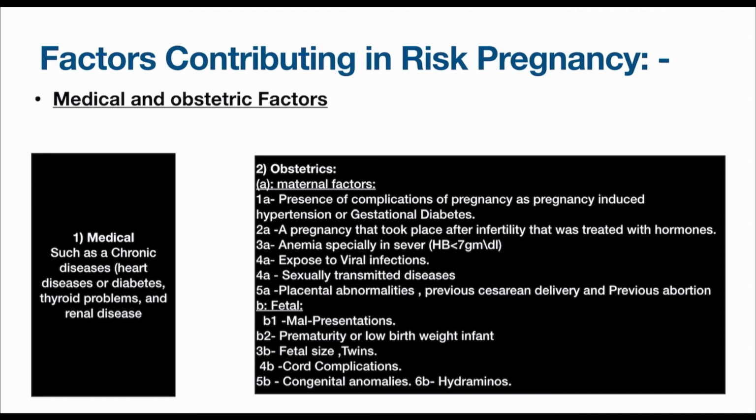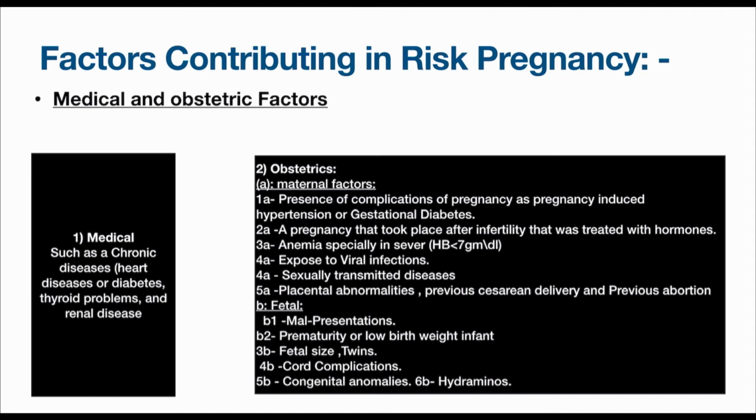We call it preeclampsia, which affects the blood pressure of the woman. Gestational diabetes will affect the glucose levels, but pregnancy-induced hypertension will affect the blood pressure. It would be higher than what we are expecting. Second, a pregnancy that took place after infertility that was treated with hormones, for example, IVF pregnancies.